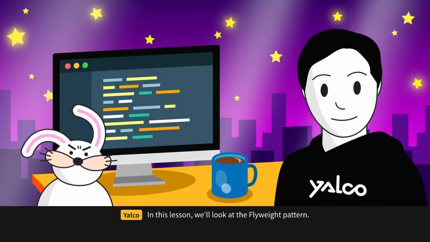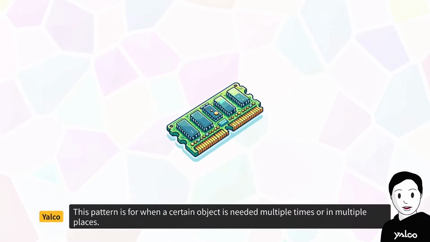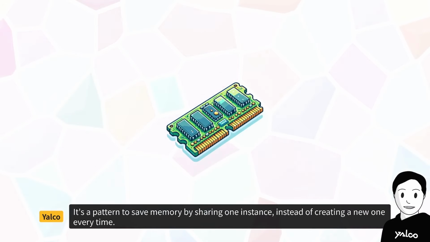In this lesson, we'll look at the Flyweight pattern. This pattern is for when a certain object is needed multiple times or in multiple places. It's a pattern to save memory by sharing one instance, instead of creating a new one every time.